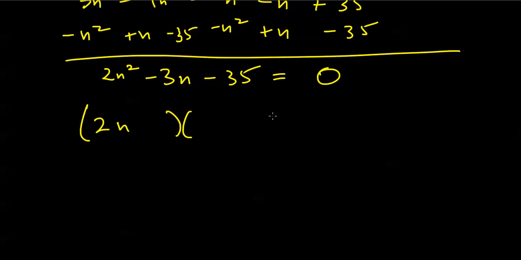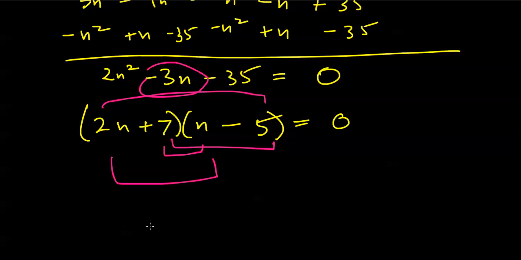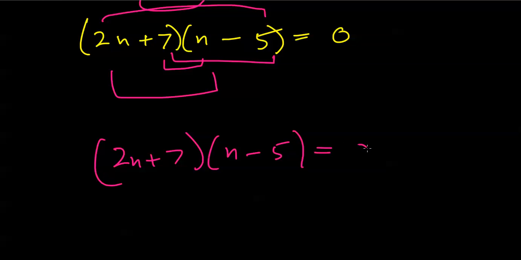Alright, I think I can factor this trinomial as 2n plus 7 times n minus 5. Let's check it. The first product is 2n squared. The outer product is minus 10n. The inner product is 7n. That indeed adds up to a minus 3n. And the last product is, of course, minus 35. Alright, so let me rewrite that. We've checked that the factoring works. So 2n plus 7 times n minus 5 equals 0.